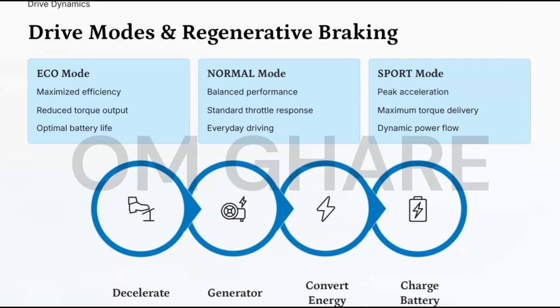One of the key advantages of electric vehicles is that they adapt their behavior depending on the selected driving mode. This slide shows the three operating modes implemented in the project along with the concept of regenerative braking. The first mode is the eco mode. In this mode, the vehicle prioritizes energy efficiency, motor torque is reduced, power consumption is minimized, and the battery lasts longer, making it suitable for city driving. The second mode, the normal mode, provides a balance between performance and efficiency. It delivers a standard throttle response and is ideal for everyday conditions.